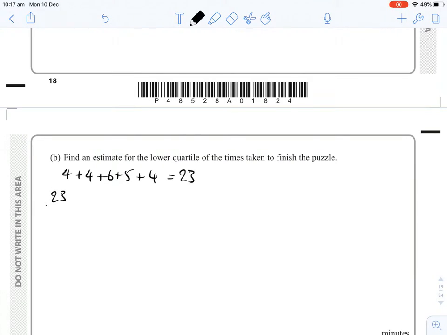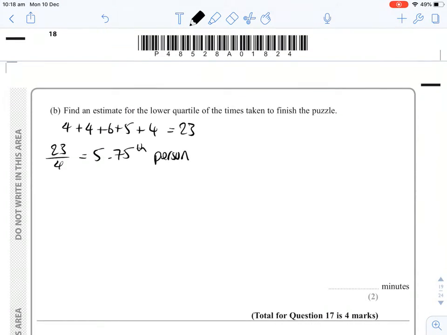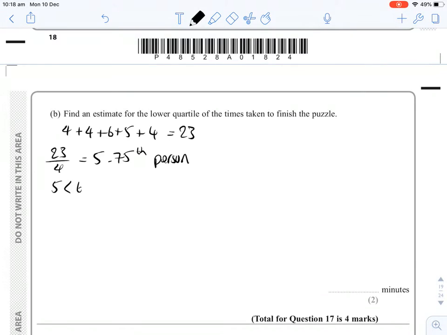So to find the lower quartile, we're going to divide by 4, and that's going to tell us that we are looking for the 5.75th person and where they're going to be. So first of all, we've got to find out what group they're in. Now the first group, 0 to 5, is the first 4 people. So the 5.75th person must be in here because person 5, 6, 7 and 8 are going to be lying in this group. So we know that it's going to be in the group between 5 and 15.